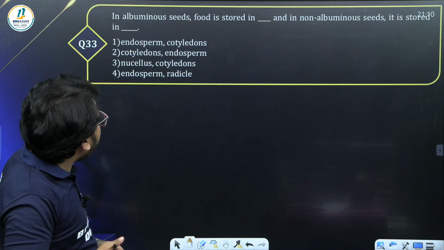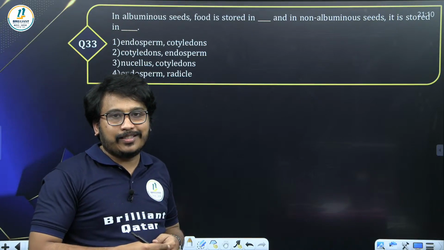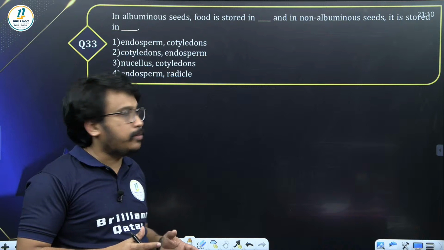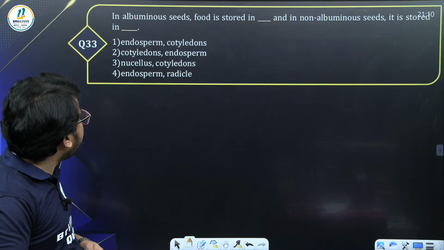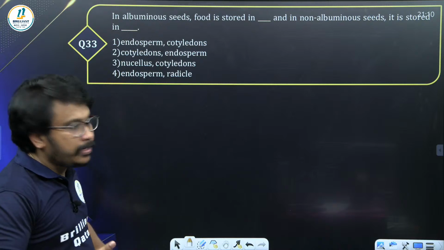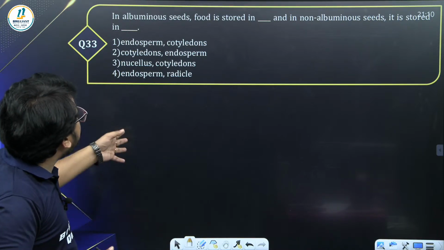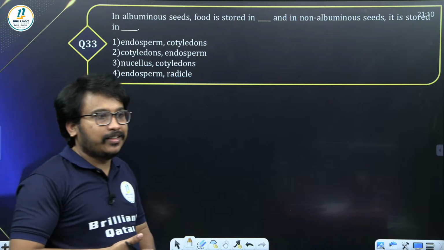In albuminous seed, food is stored in endosperm. Albuminous means endospermous. Generally, monocot seeds are endospermous. In albuminous seeds, the food is stored in endosperm. In ex-albuminous or non-albuminous seeds, generally dicot seeds, with exceptions, the food is stored in cotyledons.